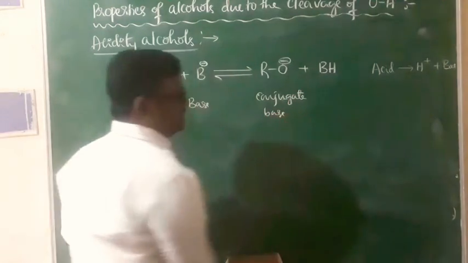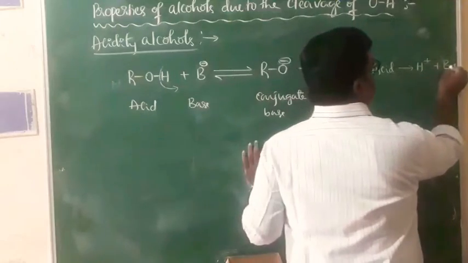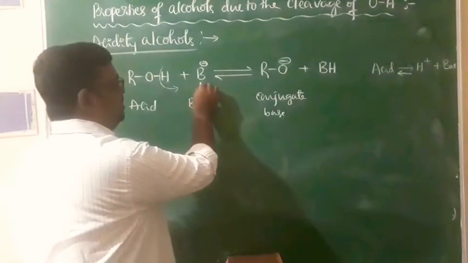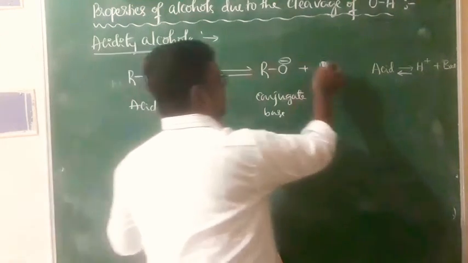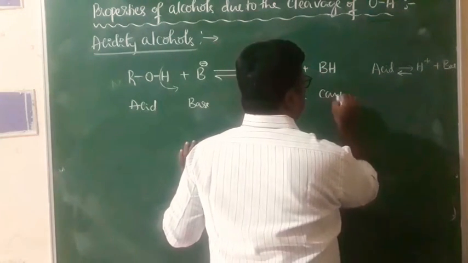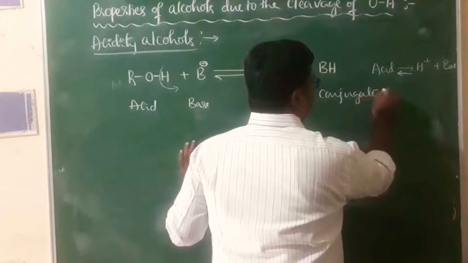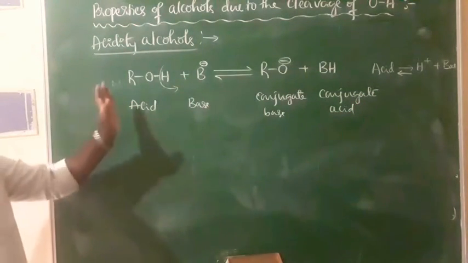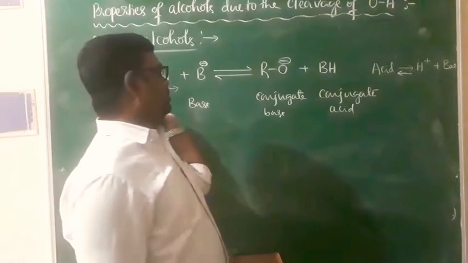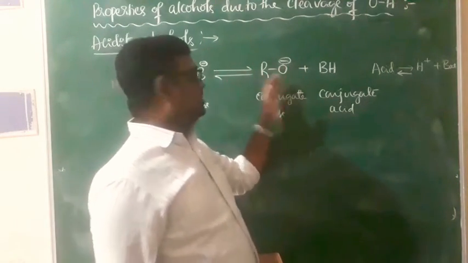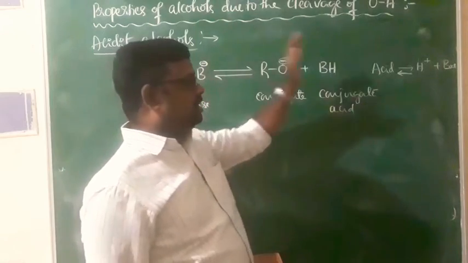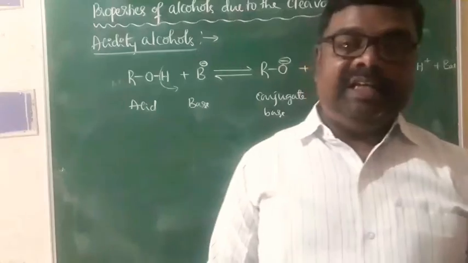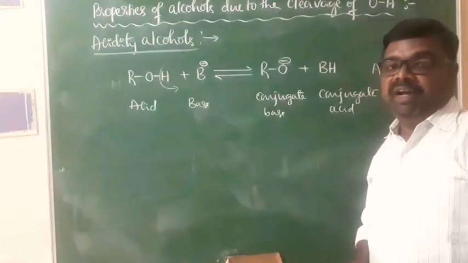This is conjugate base. If I reverse this reaction, base after taking H plus gets converted to acid. This is a base. After getting H plus, it is converted to acid. This is conjugate acid. An acid after losing H plus gets converted to conjugate base. Base after getting H plus gets converted to conjugate acid. That is the conjugate acid-base pair, which differ by 1 H plus.